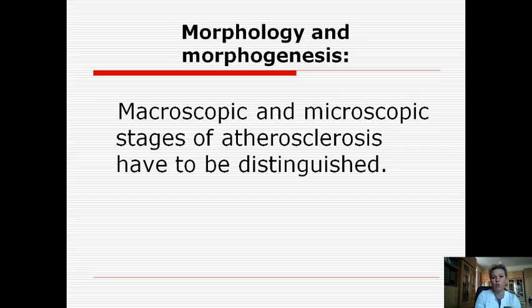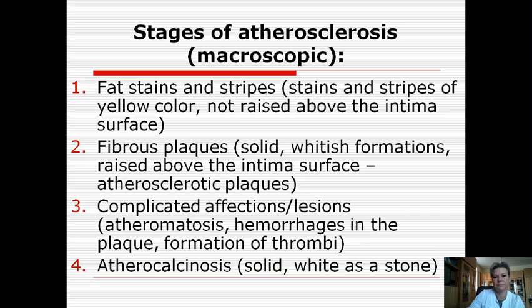Morphological changes and morphogenesis stages. There are 4 macroscopic and 5 microscopic stages of atherosclerosis. Anatomical stages of atherosclerosis. First stage, fat stains or yellow stains and strips, not raised above the intima surface. We see accumulation of cholesterol in the intima. Second stage, fibrous plaques. We see reactive growth of connective tissue, solid elastic whitish formations raised above the intima surface. It means atherosclerotic plaque.